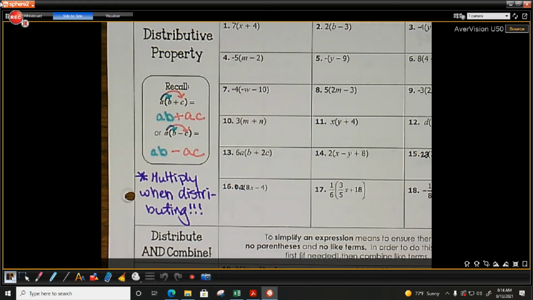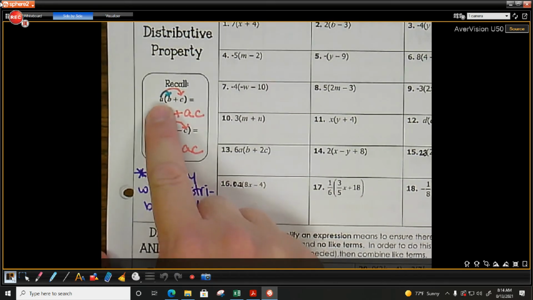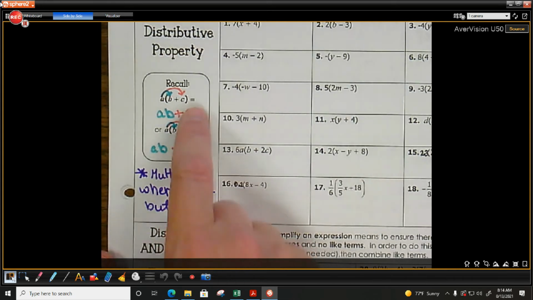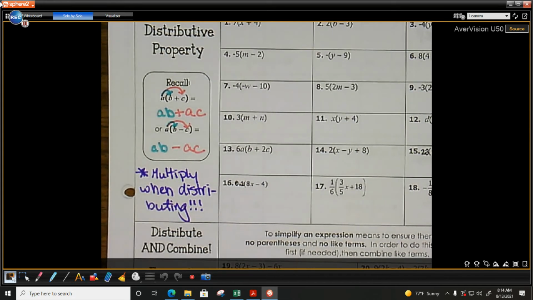Please, please, please, from my experience, guys, draw your distribution arrows. The biggest mistake when we're distributing is we multiply that outside piece by the first term and we completely forget about the second term. That's completely wrong then, okay? If you draw the distribution arrows as you are multiplying, you are much more likely to get it correct.